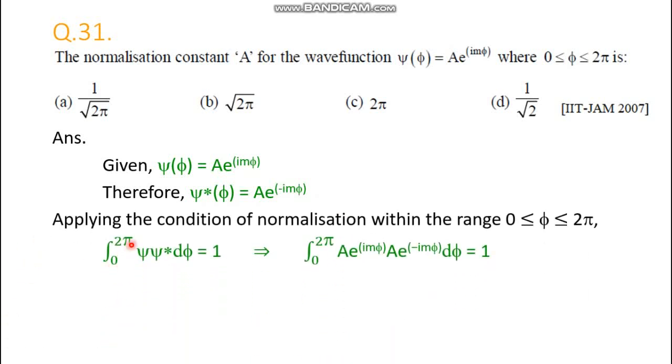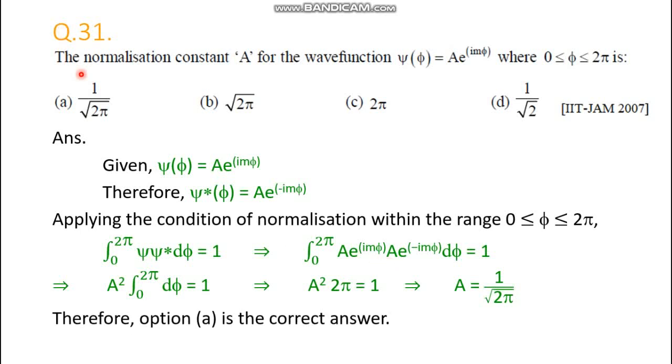the range should be 0 to 2 pi, then the integral of psi star psi d phi equals 1. The value of psi is this one and psi star is this one, so this multiplication gives the result 1, and only A squared remains uncancelled. So it is equal to A squared times the integration from 0 to 2 pi of d phi, and this equals 1. By solving this we get the value of the normalization constant capital A equals 1 by root over 2 pi. So option A is the correct answer.